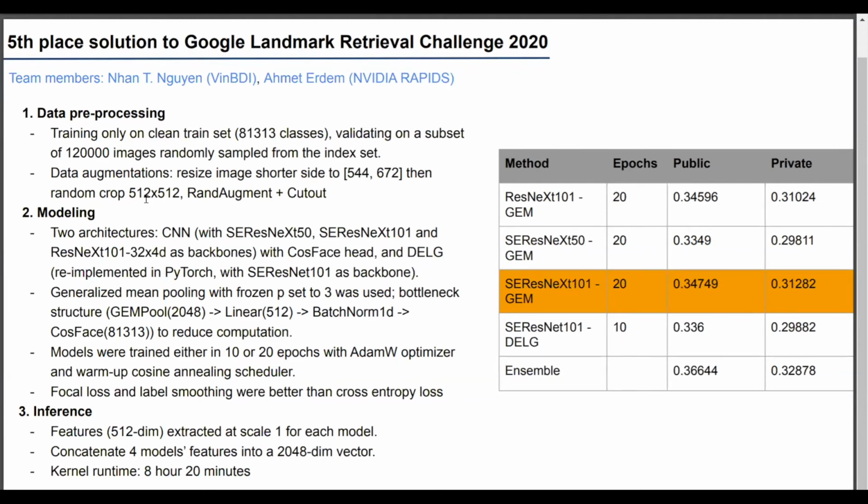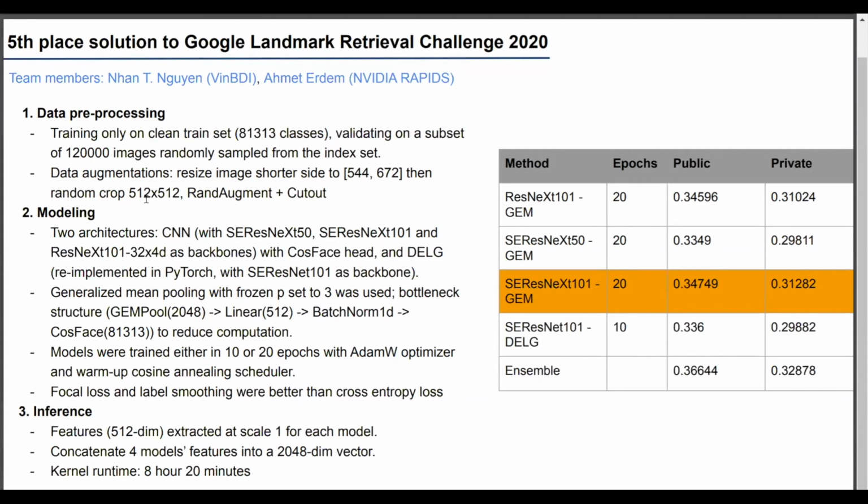So there were two architectures. The first one was a CNN with GeM pooling and ArcFace head. And the second one was the DELG model by the host team. For the generalized mean pooling, I froze the p parameter and set it to 3. And I adopted a bottleneck structure. From GeM pooling, I reduced the dimensionality to 512 by linear and batch norm 1D layers before feeding that into the ArcFace head in order to reduce the computation.